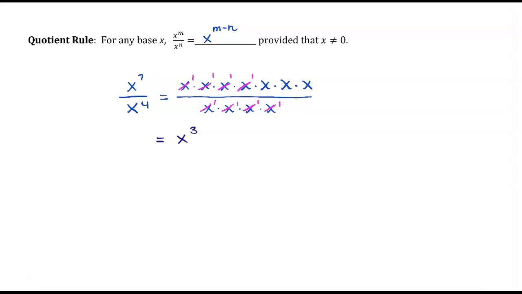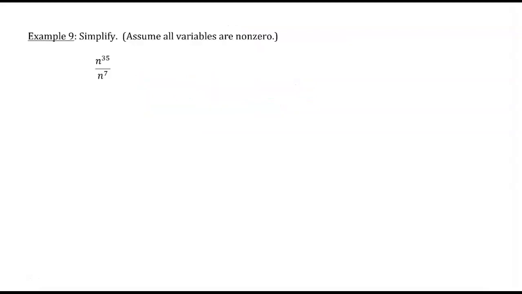Let's take a look at example 9. In example 9, we're going to simplify, and we're going to just assume that all variables are non-zero. That way we don't have to worry about dividing by 0. Since we have n raised to the exponent of 35 divided by n raised to the 7th, we can use the quotient rule and rewrite this as n raised to the exponent of 35 minus 7. 35 minus 7 is 28, so this becomes n raised to the exponent of 28.